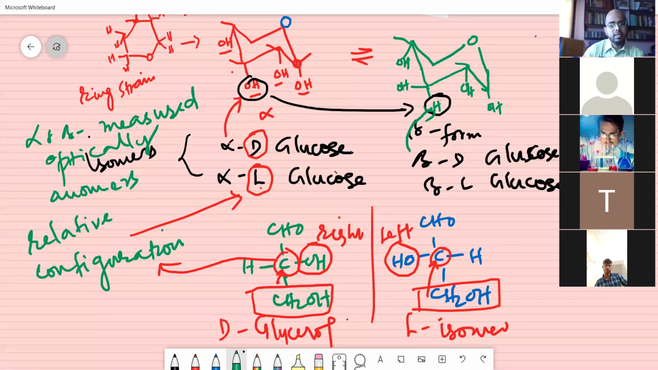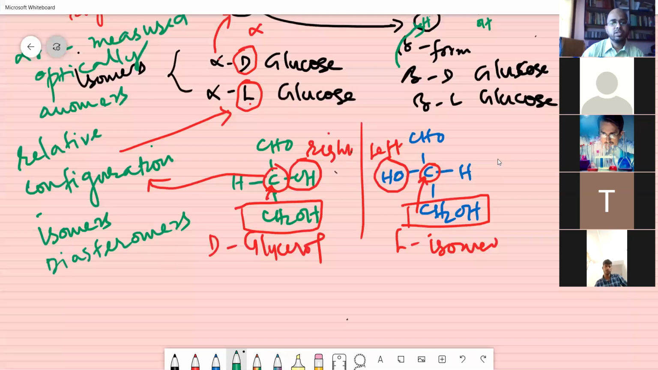This D and L form are called the isomers. You can even call it the relative configuration, and you will call them isomers, diastereoisomers, diastereomers, etc. Okay. So we have today seen the overall structure given by this particular formula called the Haworth structure.